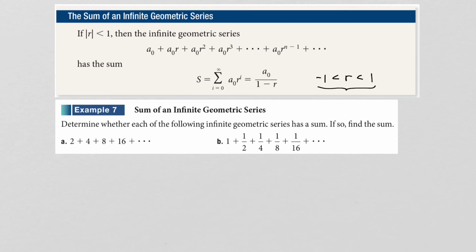If that is true, you can find the sum of an infinite geometric series by simply taking a naught divided by 1 minus r. So remember, a naught is just the first term, and r is the common ratio. So let's take a look at the examples we have down below here.